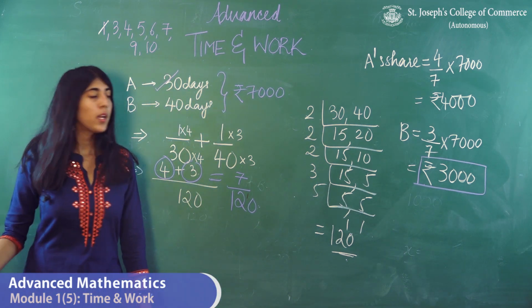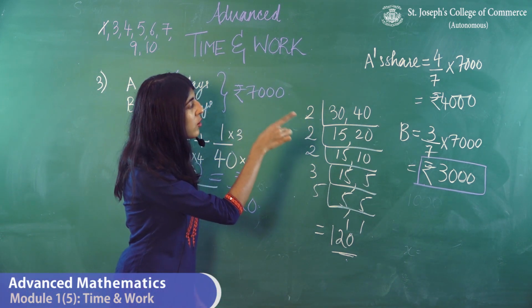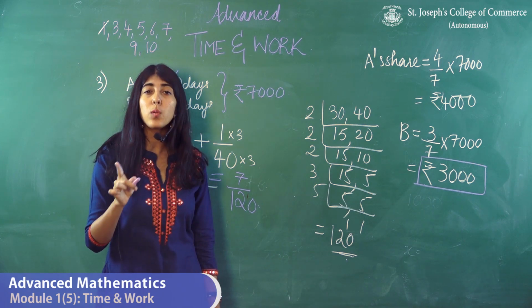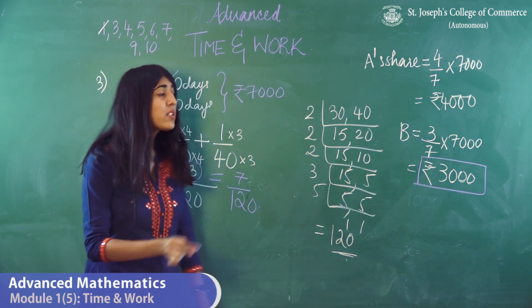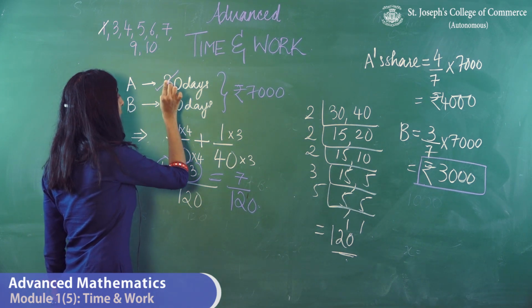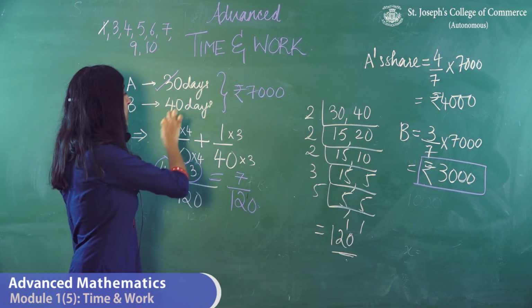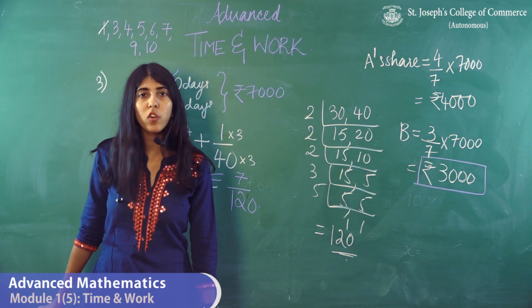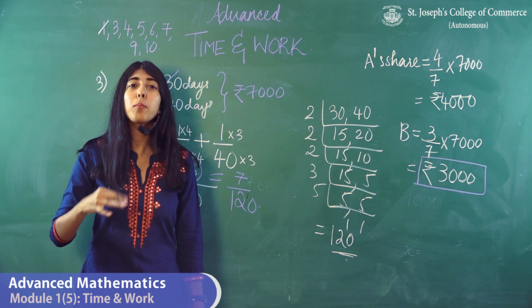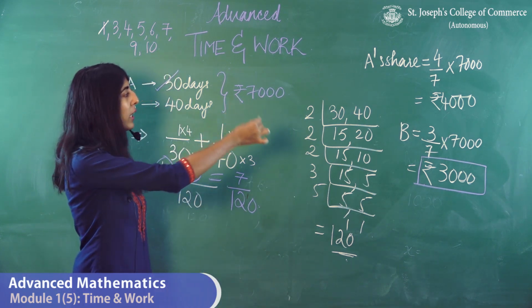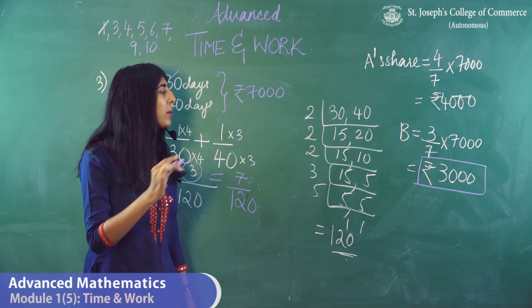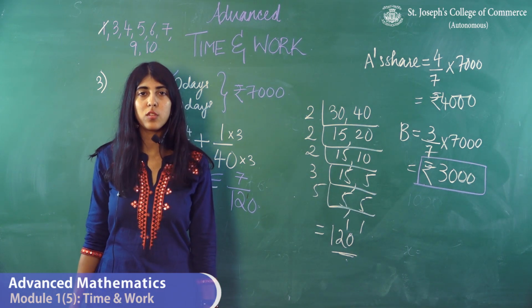You can verify by noticing that A gets 4,000 rupees, that means he gets 1,000 rupees extra, and B gets only 3,000. This is because A finishes the work 10 days in advance and B takes 40 days to finish the same work. So naturally, you have to pay them according to their efficiency. So A is a better employee and hence you pay him 1,000 rupees more, and B only gets rupees 3,000.